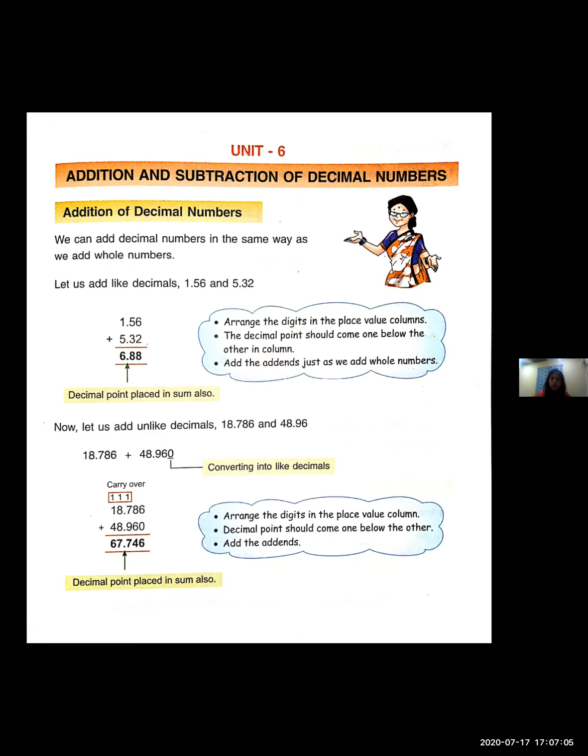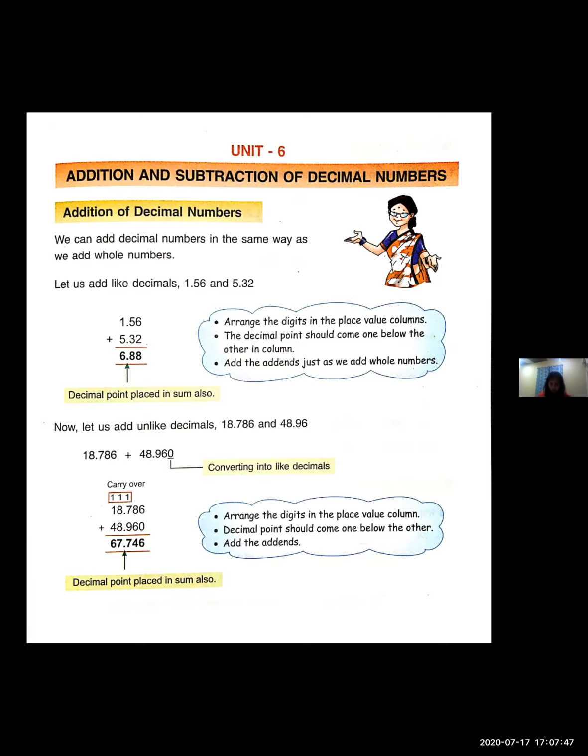But if there are unlike decimals, then what will we do? We will convert the decimals into like decimals by adding zeros to make them have the same decimal places. And after converting into like decimals, we arrange the digits in the place value columns with the decimal points one below the other, and then we add the addends. Like here it is added. So after knowing this, you can easily add decimal numbers.